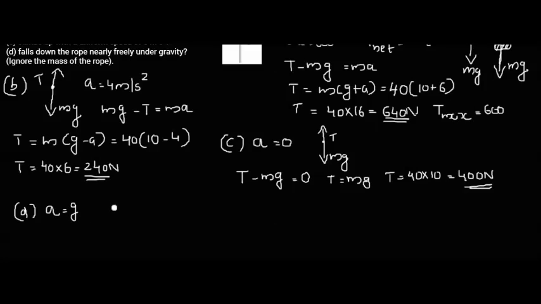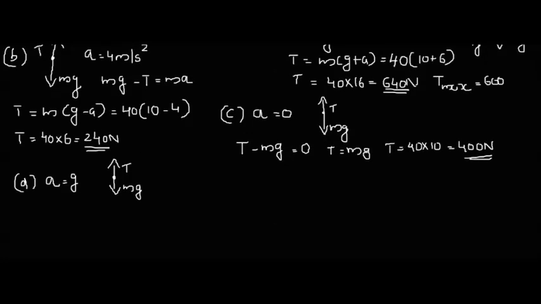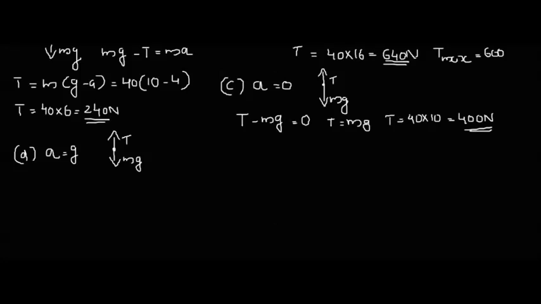So here also if we are drawing the free body diagram, the mg will be acting in the downward direction and the tension will be acting in the upward direction. Right. If an object is falling freely under gravity, the acceleration will be equal to acceleration due to gravity. So it is falling down. So mg minus T is equal to m into a. From this, T is equal to m into (g minus a).